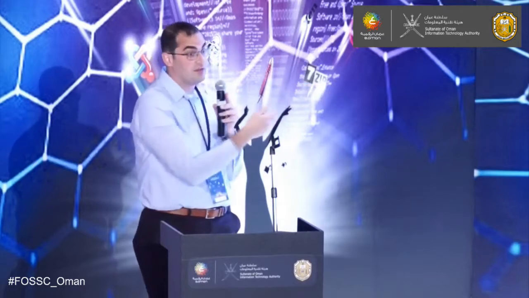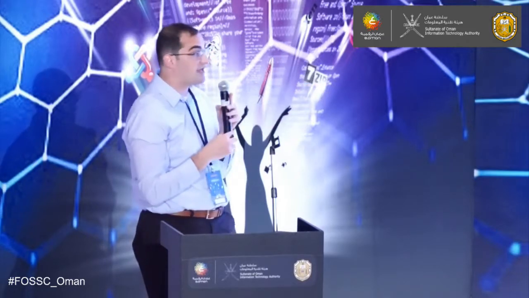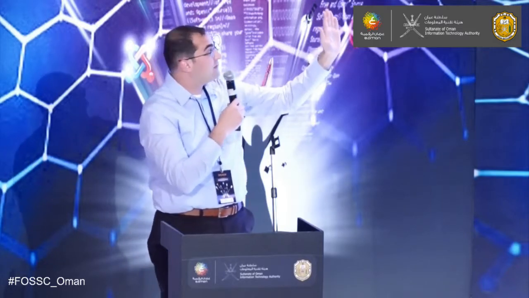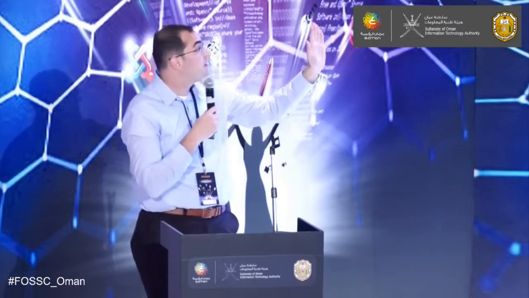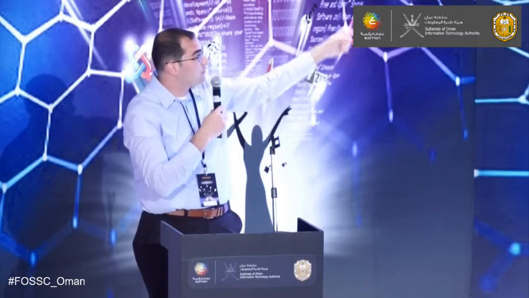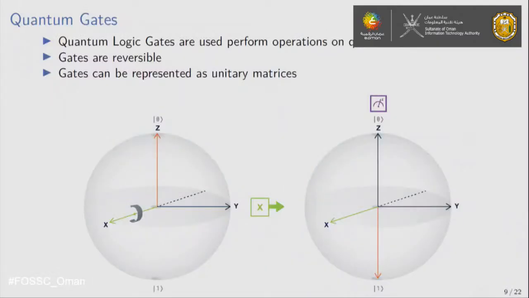The example I put here is the simplest gate to think about, which is the X gate or a NOT gate. And you can see in this example, if you start in the zero basis state and you apply the X gate, it just rotates 180 degrees over the X axis and goes to one. This is why it's sometimes called the quantum NOT gate as well, because it just inverts your state if it's in that basis state.